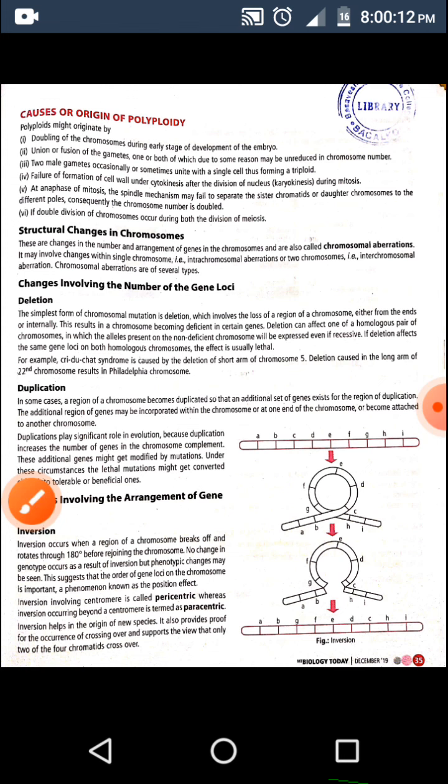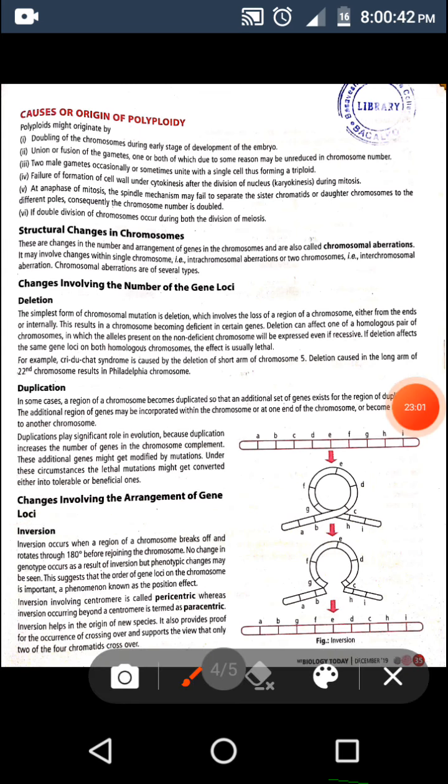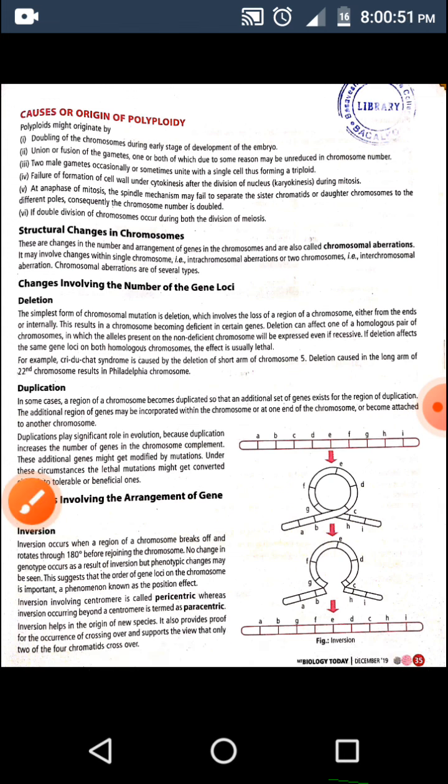The inversion can be studied through two different types: pericentric and paracentric. In pericentric, during the 180 degree rotation the inversion involves the centromere. And if during the rotation the segment doesn't include any centromere, then it is called paracentric. So in this way the inversion also changes the structure of a chromosome.